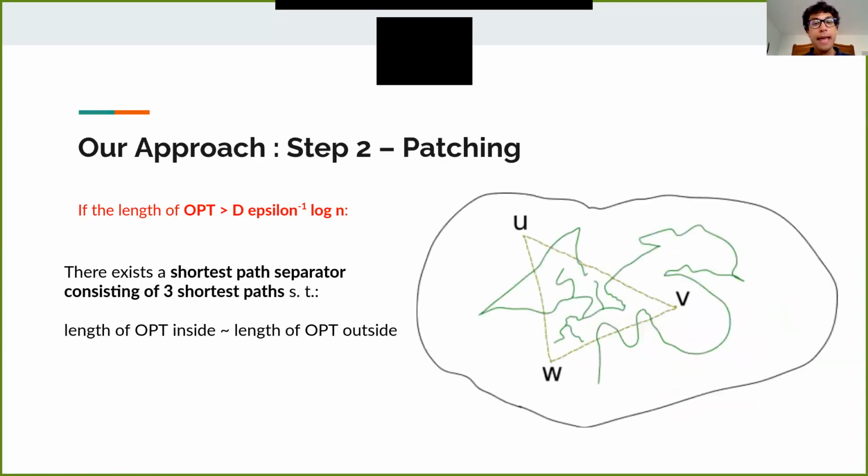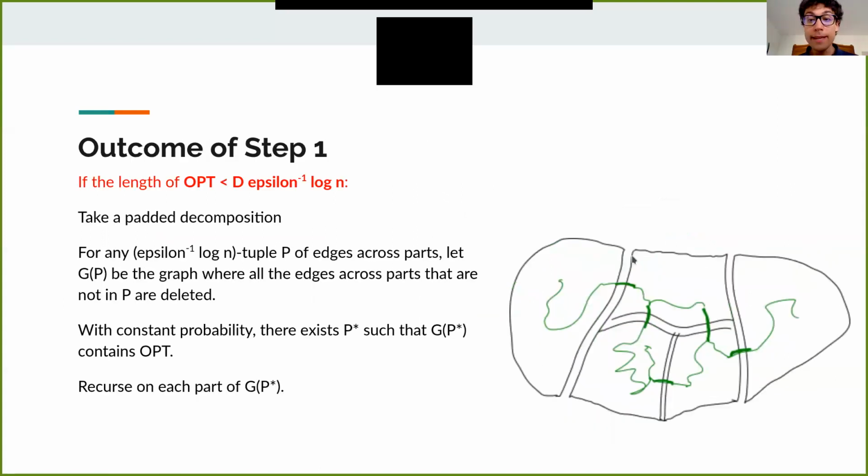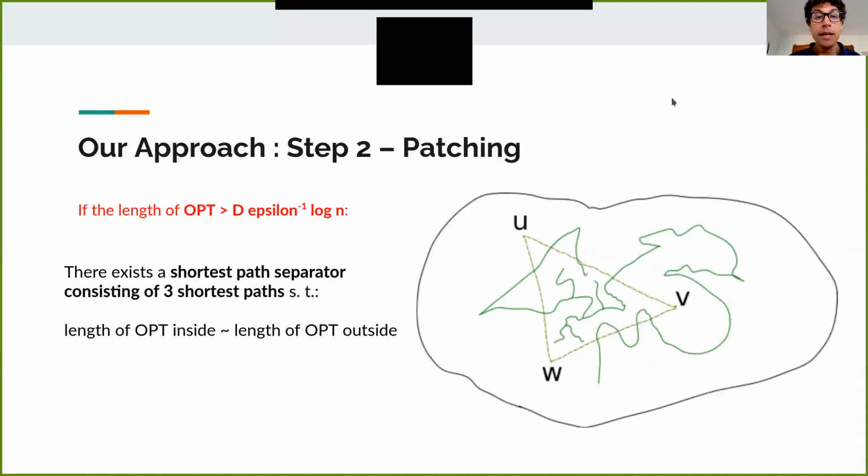Okay, the next step is when opt is long. If opt is larger than the diameter times log n over epsilon, then we have too many edges crossing here. So it's too much guessing that we have to do. In that case, we give up. We cannot guess them because there are many of them. So it's too many guesses to find out which edges are crossing and are in opt.